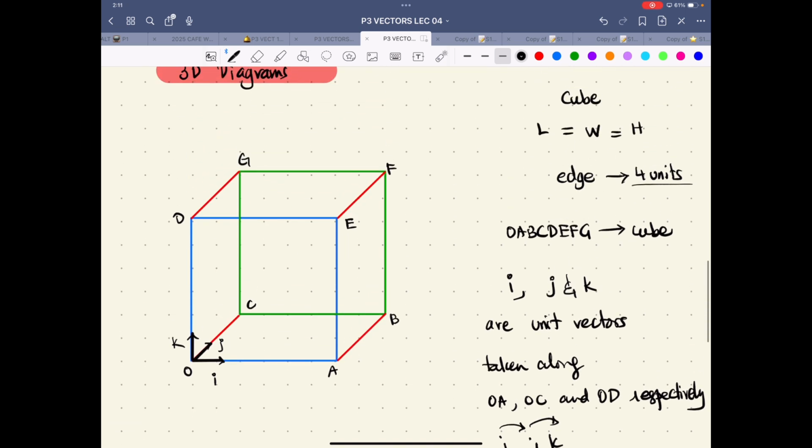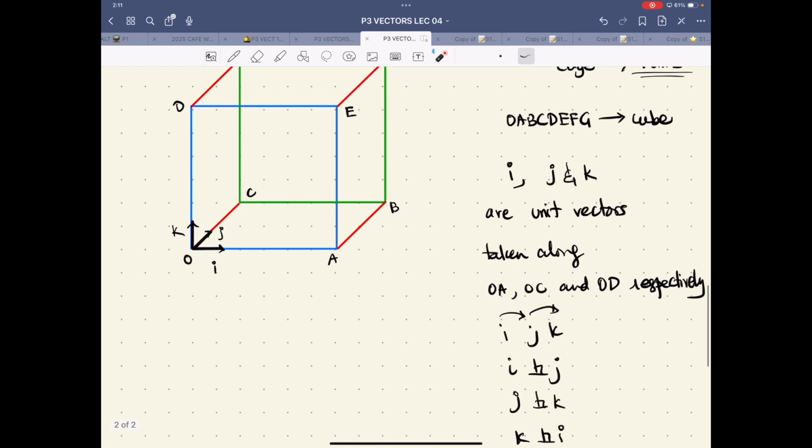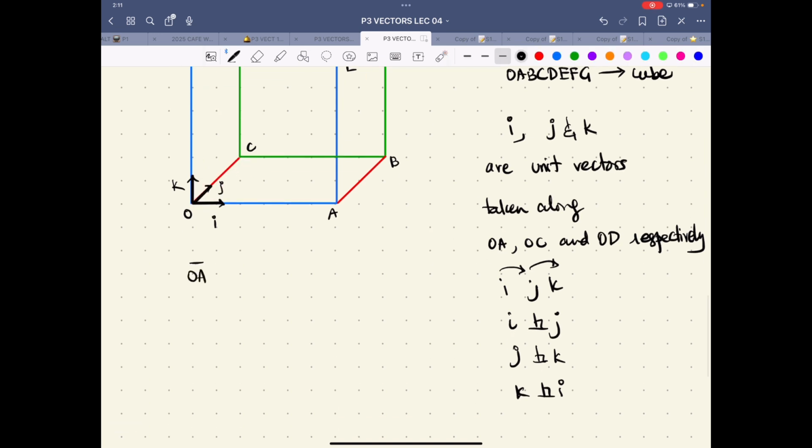Now the length of the edge is 4 units. That means OA, the whole thing is 4I, 1I, 2I, 3I, 4I. The whole of OC, that is 4Js. And this K is 4Ks. So therefore, let me write OA as 4I and OC is 4J and OD is 4K.